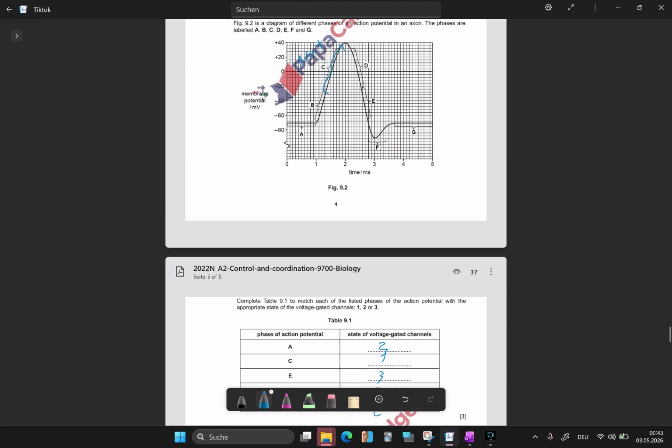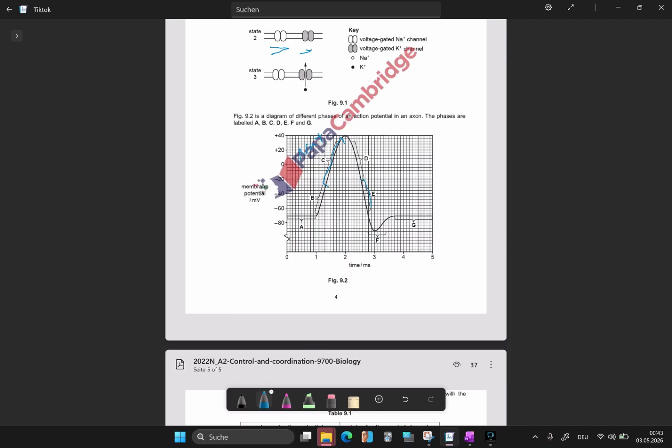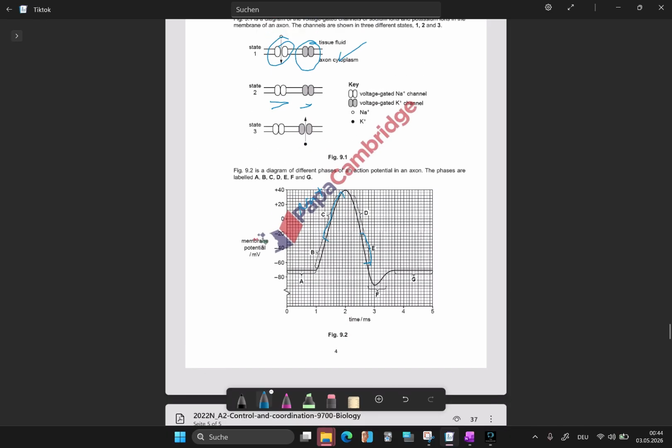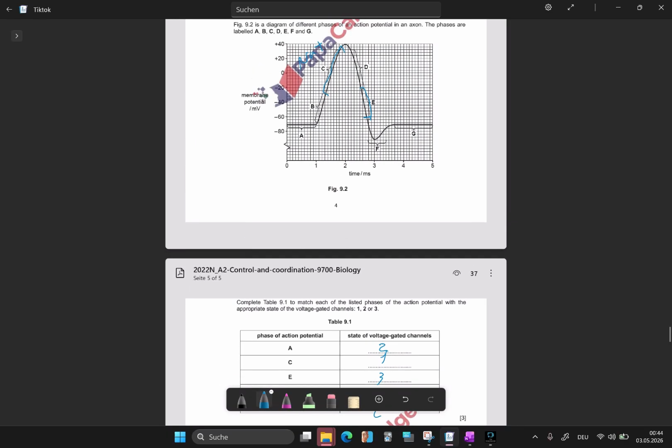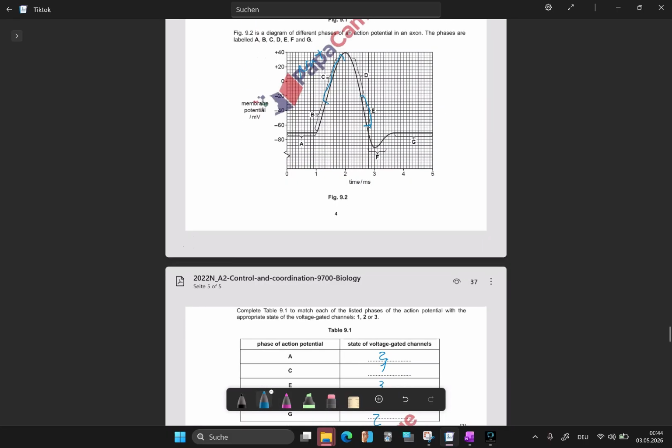Okay, now we have E, which is during repolarization, and this is the time where the sodium is closed and potassium is open, so that's 3. Okay, same with F. Okay, and then G, we're back at resting, so it's 2.